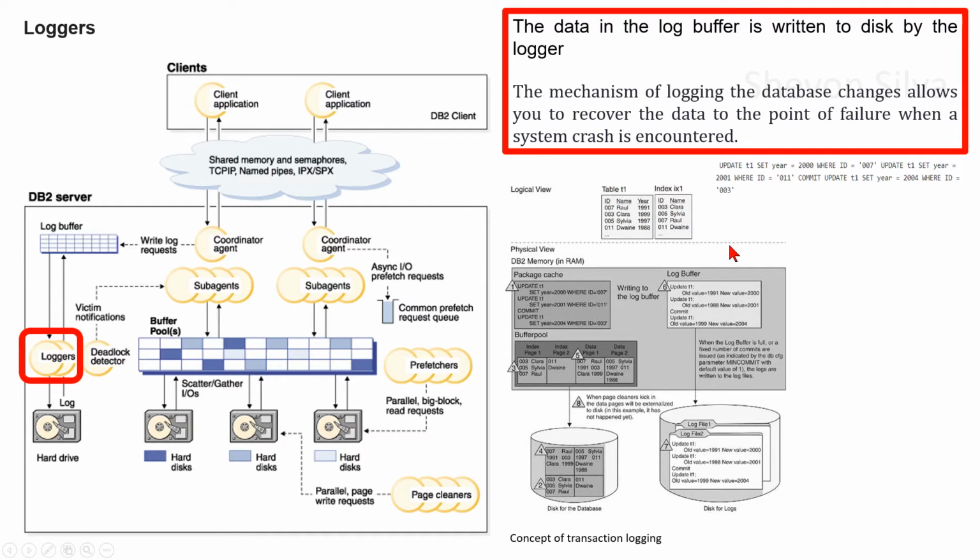This is the logical view. In step 1, the statement and access plan information is stored in the package cache. So this is the package cache in DB2 memory in RAM in the physical view. Here you can see the statement in this diagram.